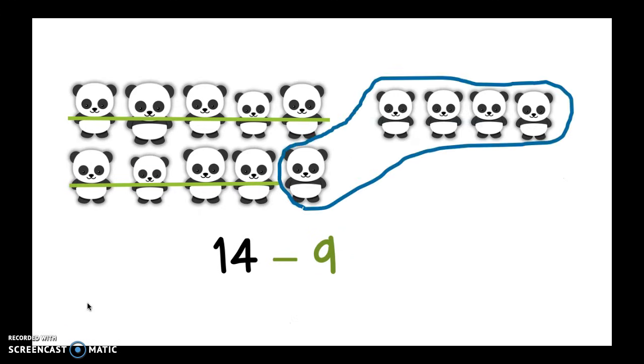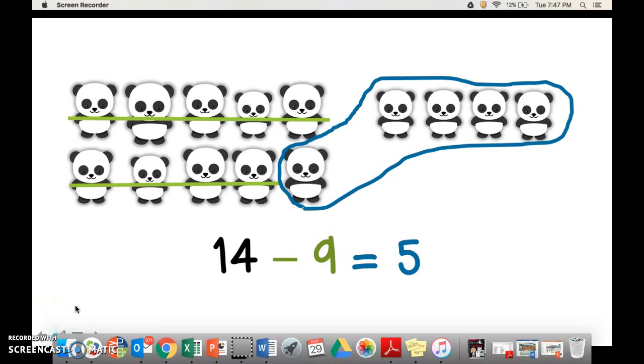Yep, good job. And now watch what I'm going to do to my picture. Boom. What did I do? Yeah, I circled it. I circled all the ones that were left over. Now looking at the ones I have left over, I'm going to count those. 1, 2, 3, 4, 5. So how could I finish this number sentence? 14 minus 9. What could I do with the group that I circled? That's right. I could say equals 5. Good job, friends.